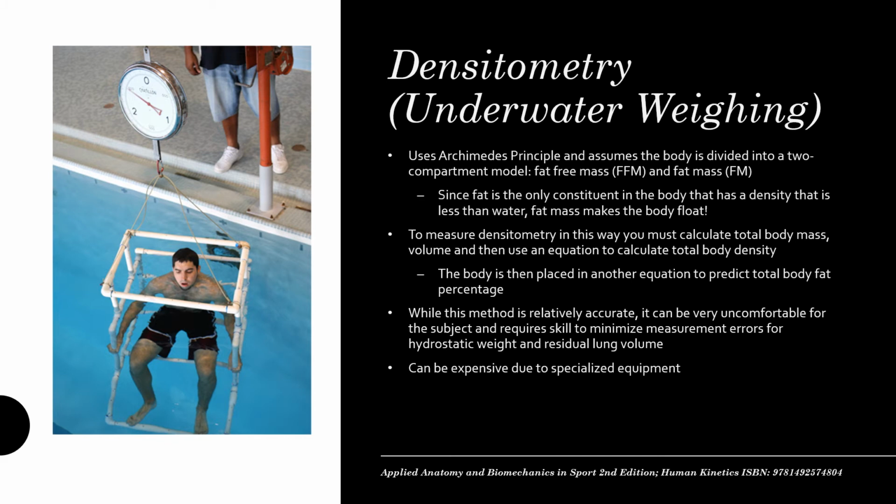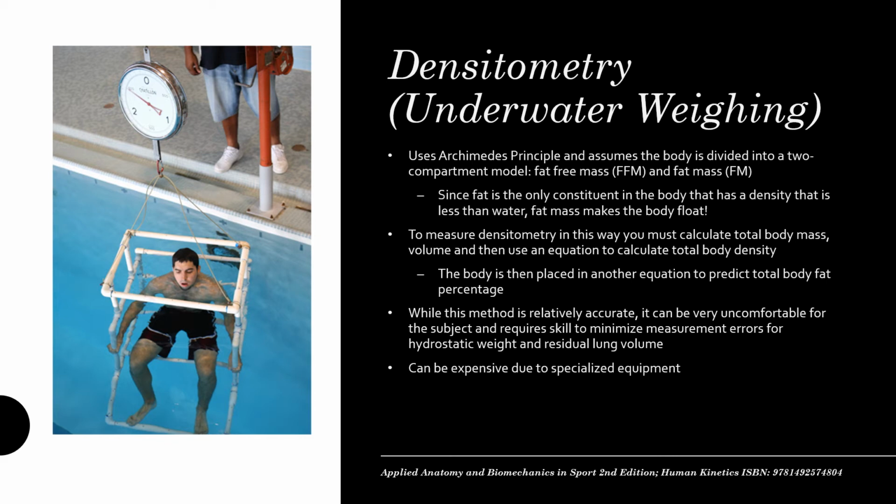Our first body composition assessment is going to be densiometry or underwater weighing. The way this works is densiometry works off of the Archimedes principle. Basically, if you were to submerge something into water, the volume of water it displaces is going to be the same as the volume of the individual or the object. This is going to be more important here in a second.